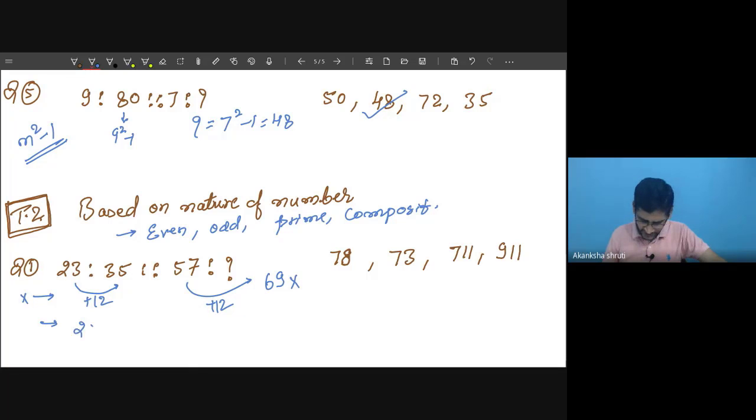This 23 to 35, though this 23 is prime, this 35 becomes composite. 57 again is composite. So thinking of the entire number as prime or composite is not fetching any result. Then what to do? Think a bit more. We have learned in this series. Please think a little and tell me, children.